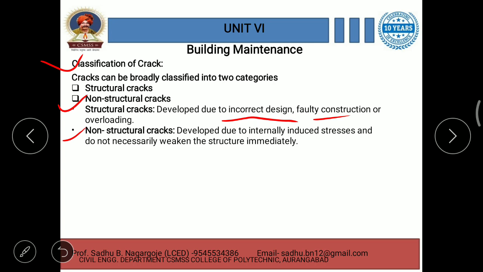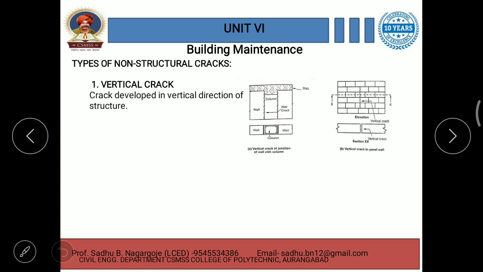Okay, so the types of non-structural cracks, the first one is vertical cracks. As the name itself indicates, these cracks develop in the vertical direction of the structure. These are the diagrams you have to remember. You have to sketch these diagrams. Vertical cracks at the junction of wall with column. Okay, these are the vertical cracks.